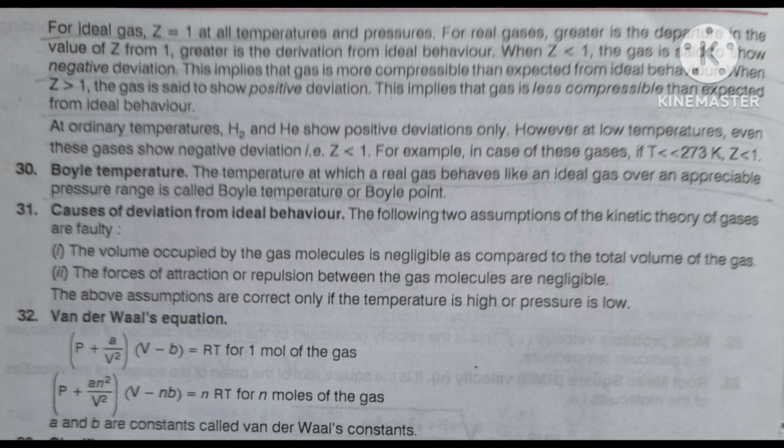What is actually Boyle temperature? The temperature at which a real gas behaves like an ideal gas over an appreciable pressure range is called Boyle temperature or Boyle point. Again, the temperature at which a real gas behaves like an ideal gas over an appreciable pressure range is called Boyle temperature or Boyle point.